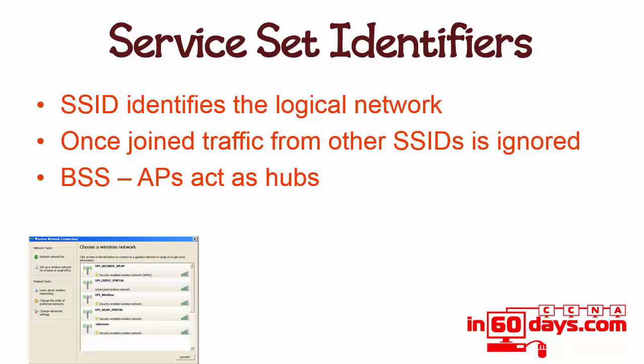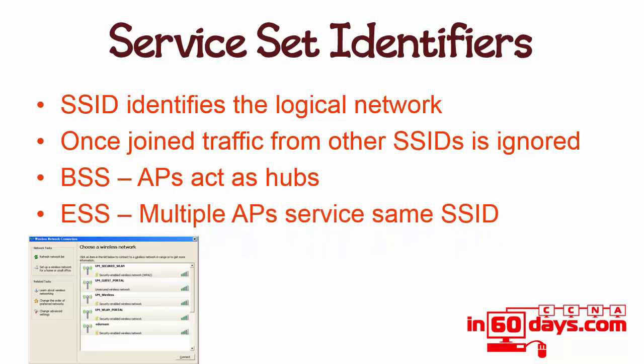There's something called an extended service set and basic service set. I'm not sure they'll drill you on this in the CCNA. Again, it's moving into CCNA wireless. The wireless access point, which is the wireless device that you connect to over the wireless network, acts as a hub. And there's an extended service set. This is where you've got multiple access points that service the same service set ID. So you could connect to several wireless access points.